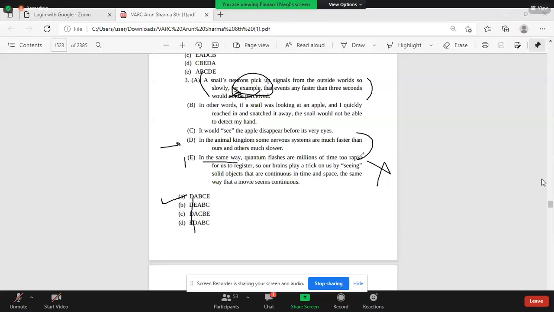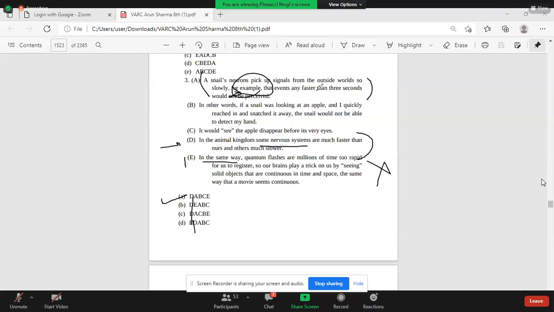Then what next? Right? If you look at the answer options, A, E, A, D, C, I already told you all the answer options. Here they have made a claim. Now they will support that claim, explain it further, they'll try to make a point. So a snail's nervous system picks up signals from outside. For example, they say this, right? Then now this is explained in other words.